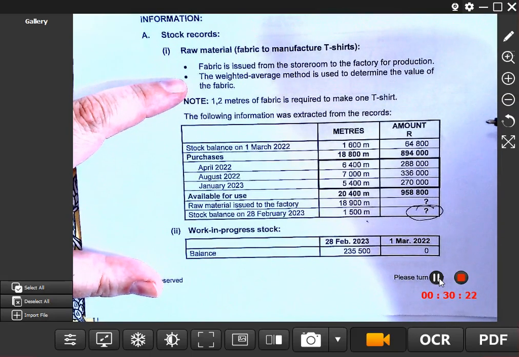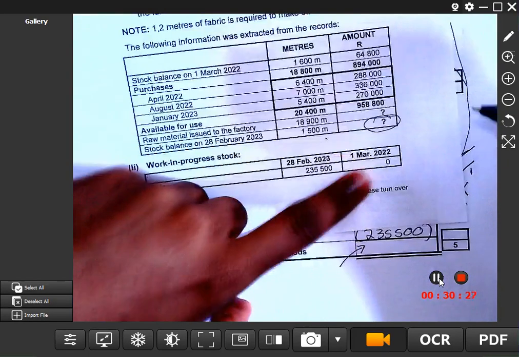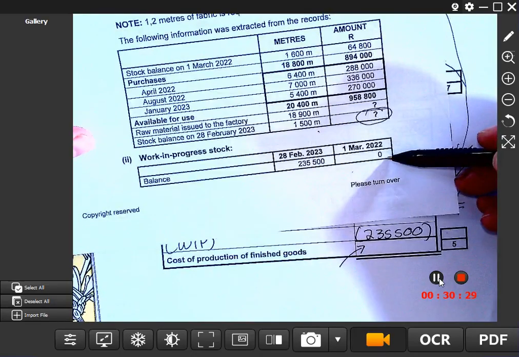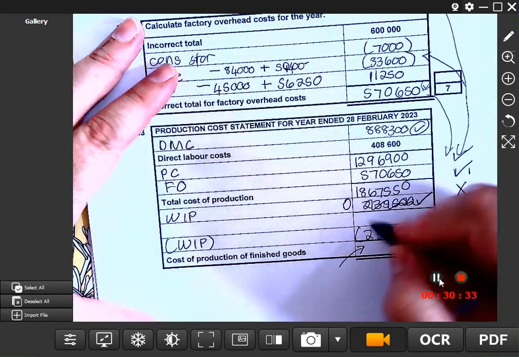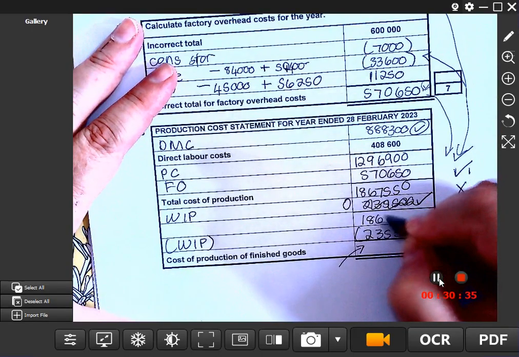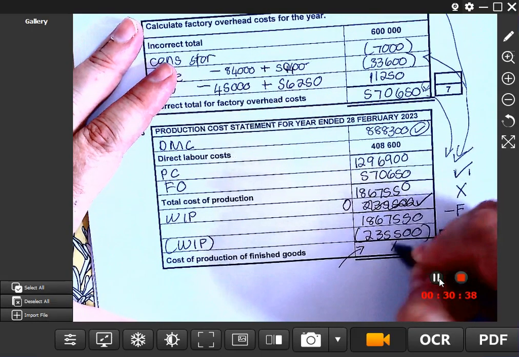Wait, it says 0. There was no work in process. It's 0. Where? Here. Oh, there is no opening. Thank goodness for people with brains in the class. And then you get that.